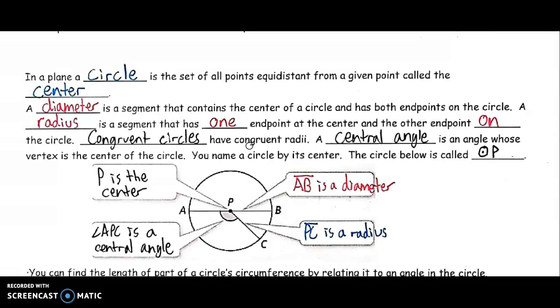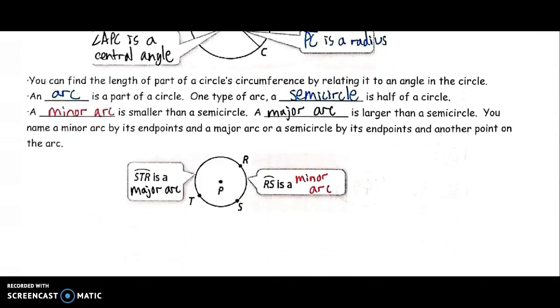Congruent circles would have congruent radii, and a central angle is an angle whose vertex is the center of the circle. So something like angle APC we could describe as a central angle. They have that little measurement in there for it. We also name a circle by its center, so the circle that we have below has a center of P. We just use that symbol for it. It's a circle with a little dot in the middle for the center. Call that circle P. And we can use the circle to find any length of the part of a circle's circumference, as long as you relate it to an angle that's inside the circle.